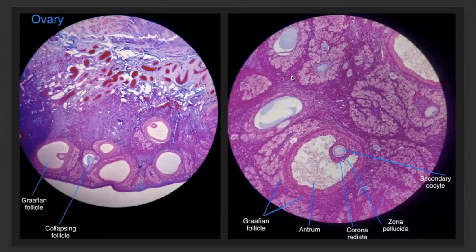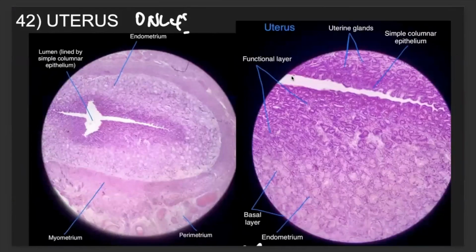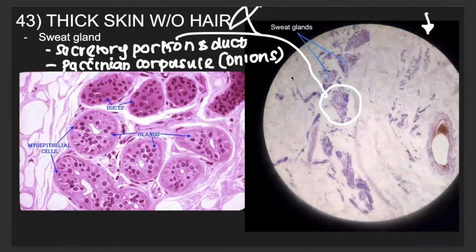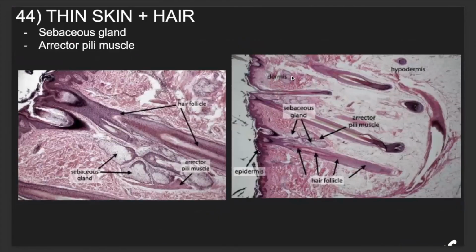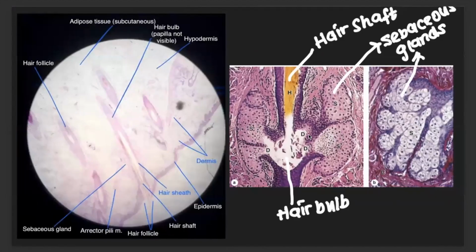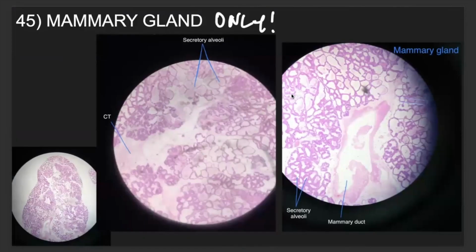Ovary, oviduct, uterus, thick skin, thin skin plus hair, identifying the sebaceous gland and the arrector pili muscle. Hair shaft right here, thin skin, that's mammary gland.